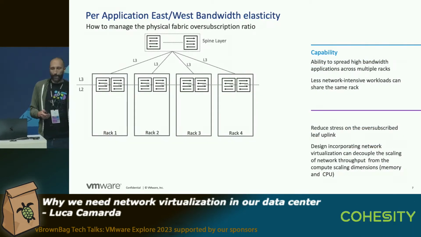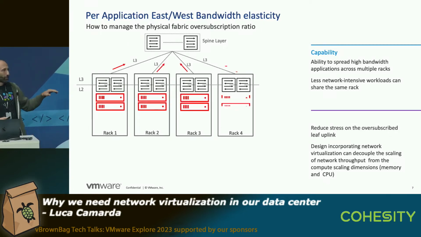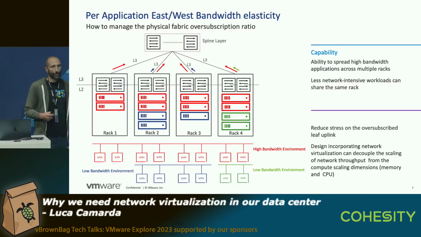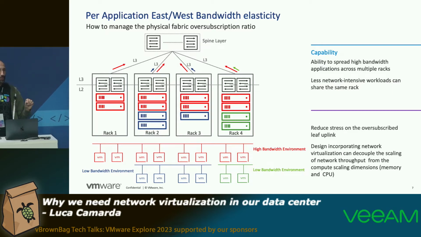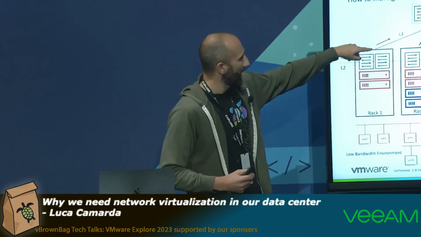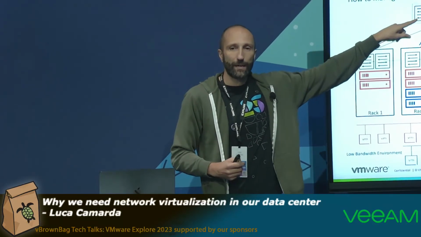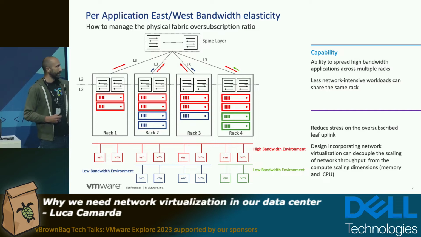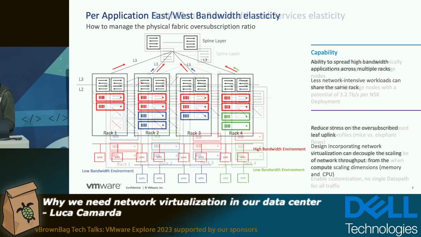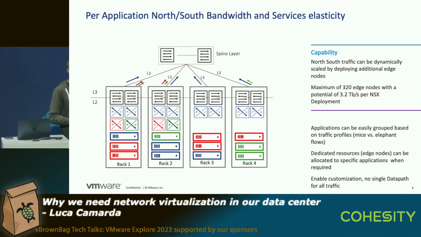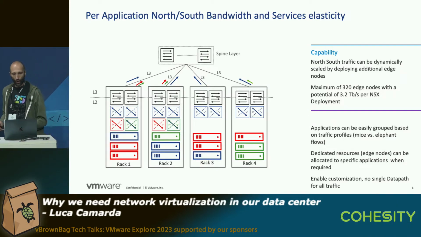Also, from a bandwidth perspective, a way that we can alleviate the pain of the physical network is removing hotspots for high bandwidth environments. If you have an application that is pushing a lot of traffic, the top-of-rack oversubscription to the spine could be a bottleneck. Now with network virtualization, we can spread that load across multiple racks so that those hotspots are reduced. And this is for east-west traffic, but also for our north-south services with our edges, you can deploy edges on demand.